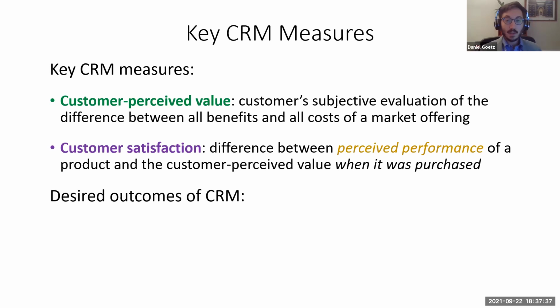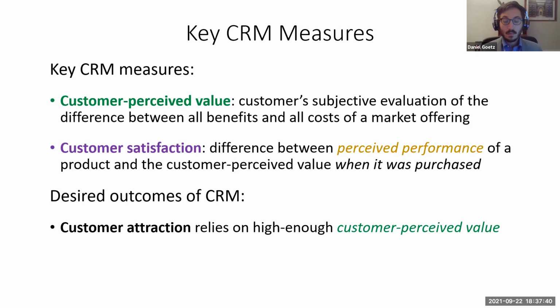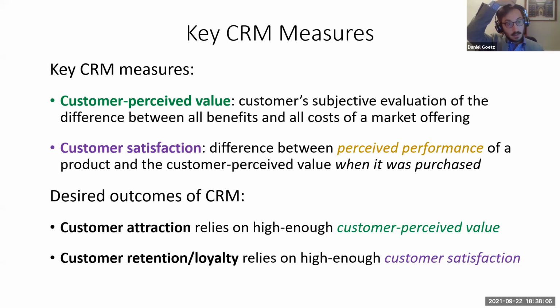The desired outcomes of customer relationship management are twofold. Attract customers. To attract customers, what do you need to do? You need to make sure that your market offering offers the highest customer perceived value relative to your competitors. So customer attraction relies on CPV being high enough. However, you're also trying to retain customers. Customer retention relies on high enough satisfaction. Satisfaction is like this ongoing value you get, the difference between how it's actually performing and how you expected it to perform, your perceived value at time of purchase.